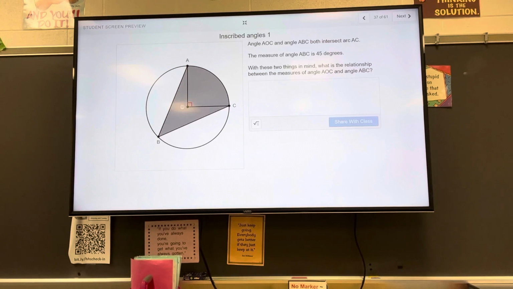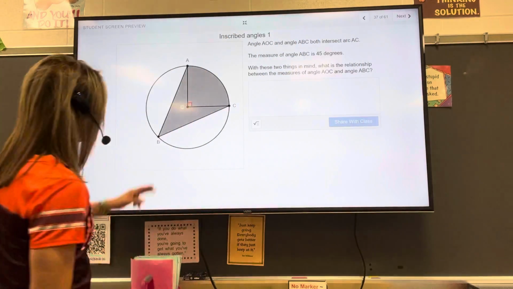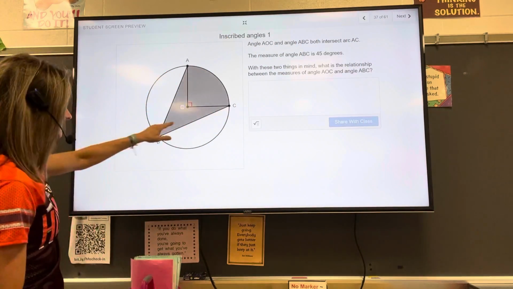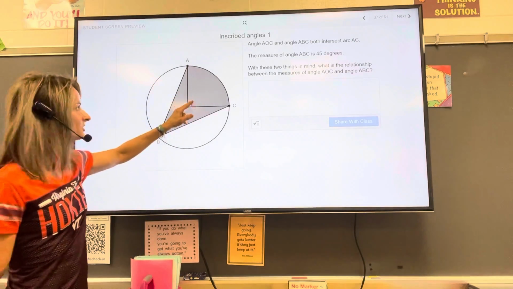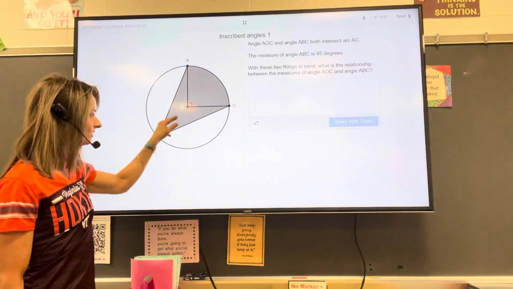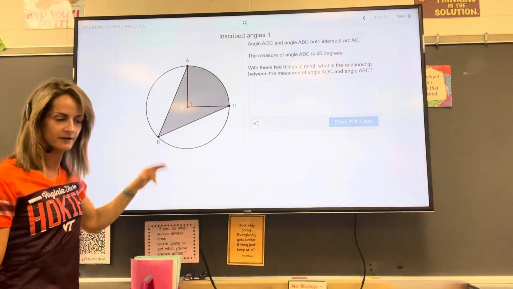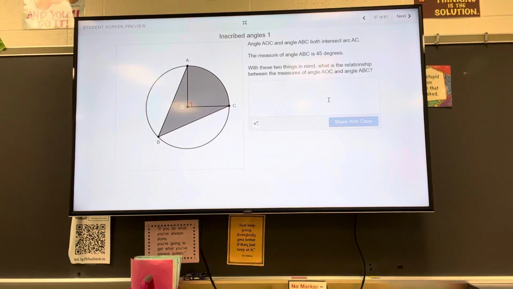No, that's fine. With these two things in mind, what is the relationship between the measures of angle AOC and angle ABC? Okay, we can see that this central angle is 90 degrees, which makes the measure of this arc AC also 90 degrees. And they told us that this angle ABC is half of that, 45. So we're just going to write that out, and you can write it however you'd like. I'm going to say angle ABC is half of angle AOC.